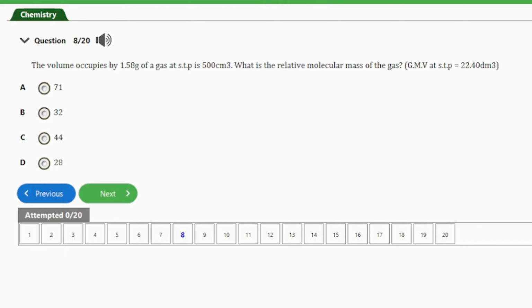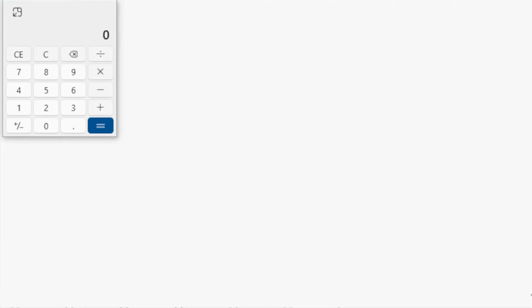That's question number 8. So the question says the volume occupied by 1.58 grams of a gas at standard temperature and pressure is 500 cm cube. What is the relative molecular mass of the gas? So let's also note that the gas molar volume at standard temperature and pressure is 22.4 dm cube. So guys, let's simply zoom into our workspace here, and then let's solve this out together.